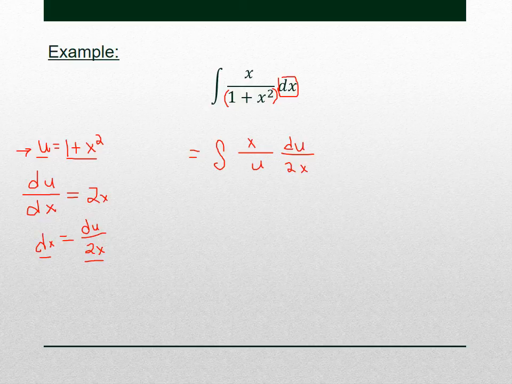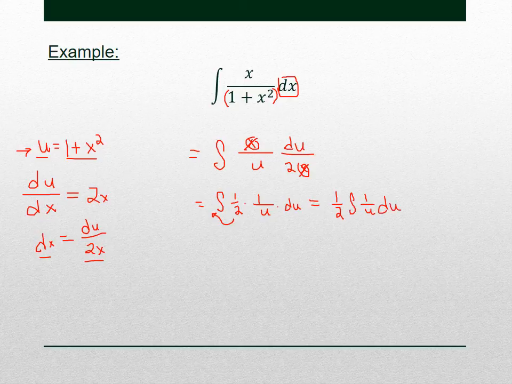Now here, the x's cancel, but that 2 stays around. So what are we left with? We have the integral of that over 2, which is the same as a 1/2, 2 in the denominator, times 1 over u times du. So now we're going to use our properties of integrals to pull this constant 1/2 out. And that's the same thing as 1/2 times the integral of 1 over u du.